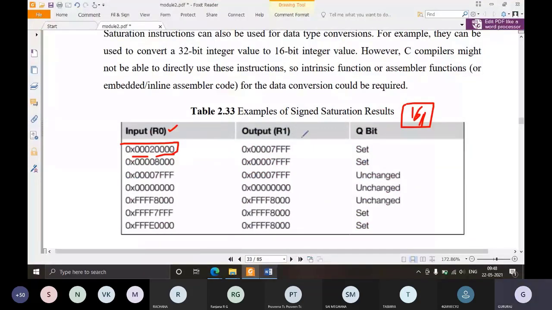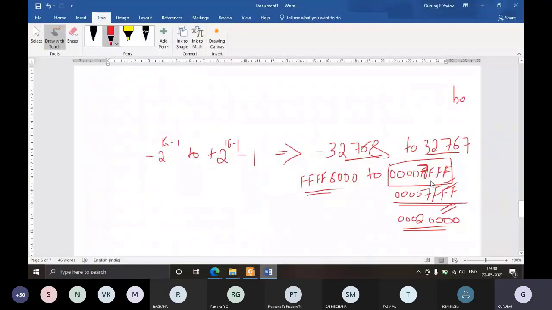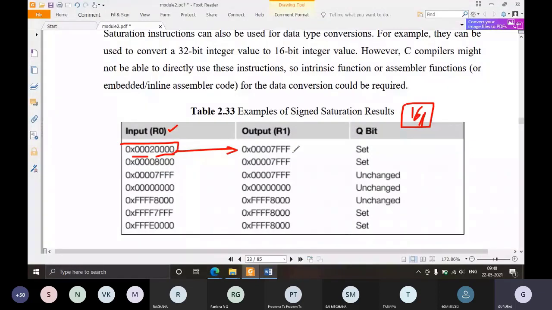Saturate means it will convert this value to the maximum value that can be represented with 16 bits. So what is the maximum value that can be represented using 16 bits? It is 0, 0, 0, 0 followed by 7F, F, F. So it will convert this to the maximum value it can represent using 16 bits. And since the saturation has taken place, that is, you have rounded off a larger positive value, the sticky saturation bit will be set.